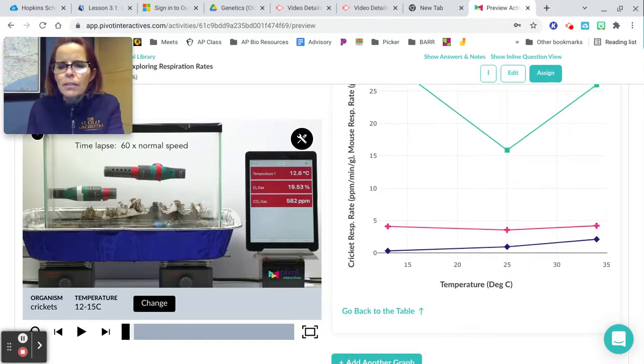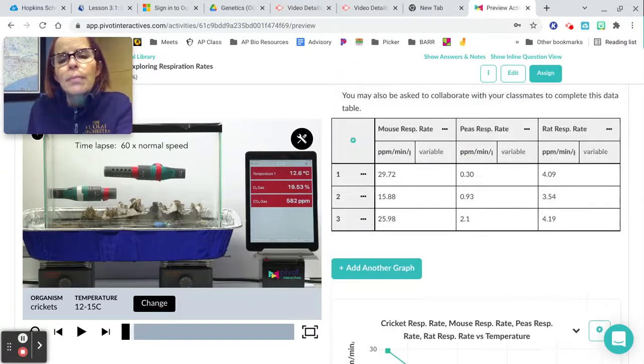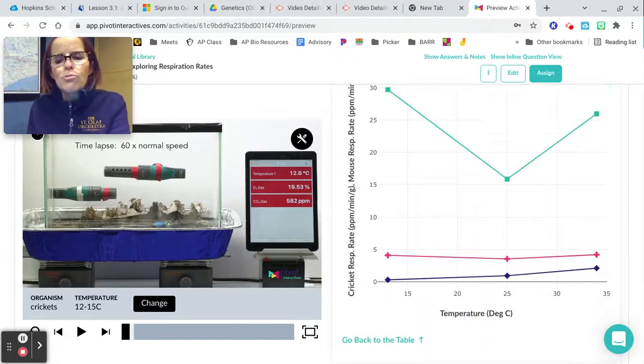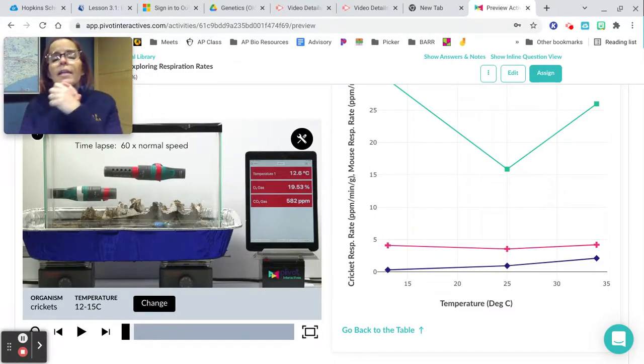What happened to my, oh, you guys should have all three of them. My cricket got deleted. So it's there. I mean, you should have another line that's there for the crickets, and I'm missing that. I've just got the peas there, but I'm missing my crickets. So you should see that they're very linear. They're quite straight. As the temperature goes up, they go up.